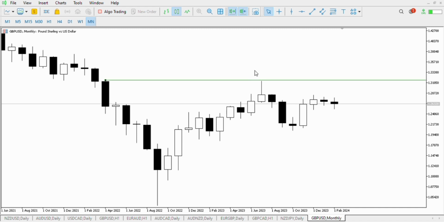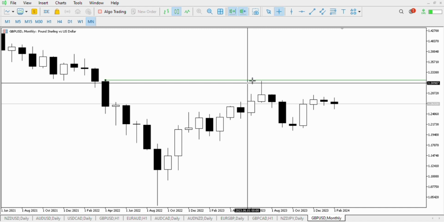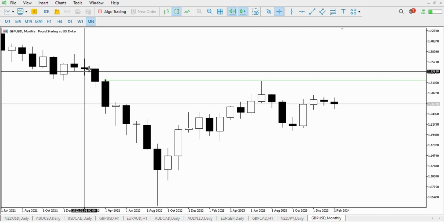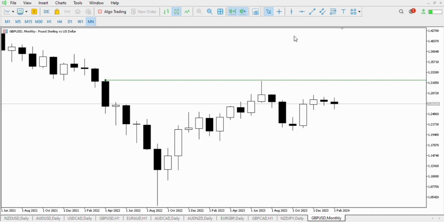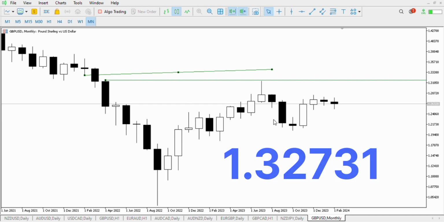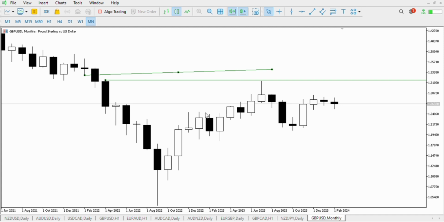Perfect. So now we've taken note of the first part right here. Now the second part is this level right here. So I'm just going to draw another line right here so that I can see the fair value gap I'm trying to point out. So this other part of the fair value gap is at 1.32731, and that is the level.